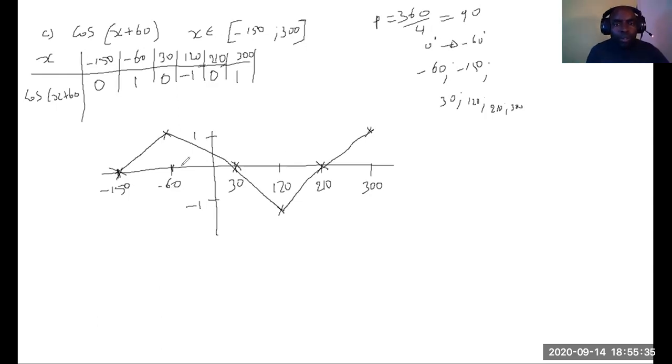So we are looking at the zeros, the intercepts with the x-axis, the maximum turning point, and the minimum turning point, then the first number and the last number. Very important. And this is our y equals cos x plus 60 degrees. So we are able to see the horizontal shift in this graph.